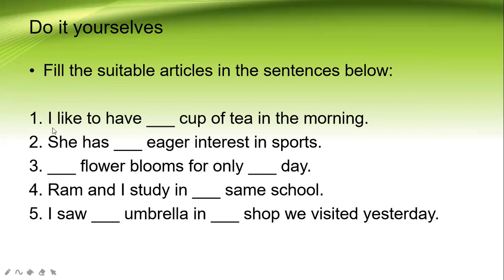First sentence is: I like to have dash cup of tea in the morning. Second sentence is: She has dash eager interest in sports. Third sentence is: Dash flower blooms for only dash day. Fourth sentence is: Ram and I study in dash same school. Fifth sentence is: I saw dash umbrella in dash shop we visited yesterday.